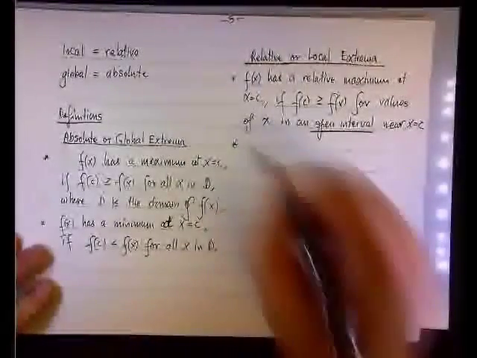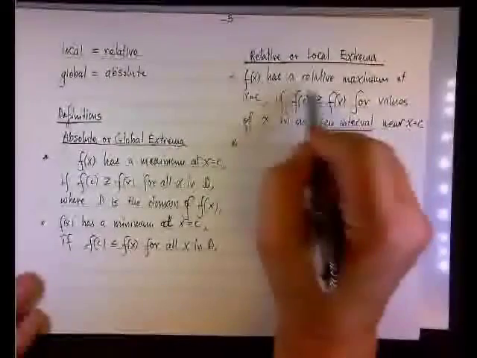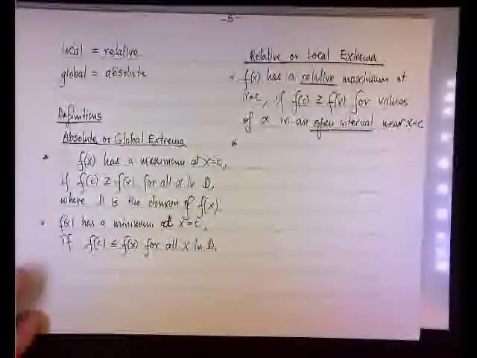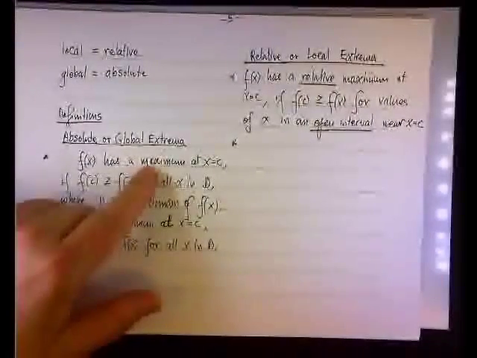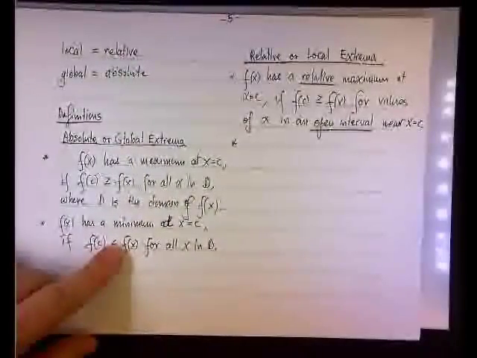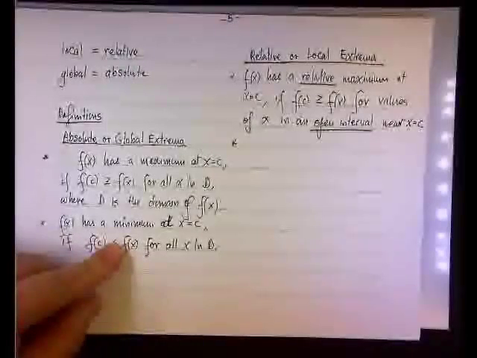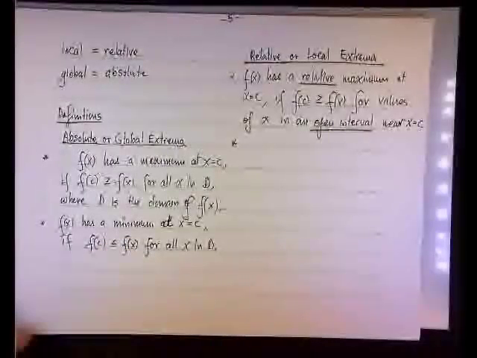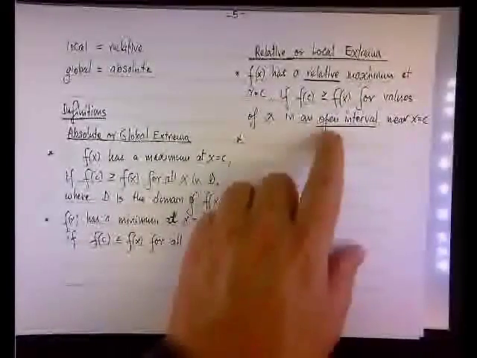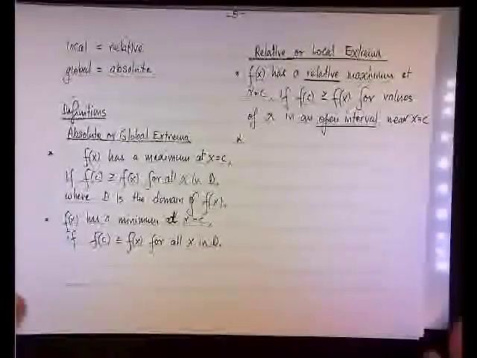The other thing I want to draw your attention to: when we exclude words like relative, we mean absolute. Notice that in the first two definitions, I said maximum or minimum. I did not specify global or absolute. This is the default definition. So if we say a function has a maximum, we mean global or absolute. If we mean relative or local, we're going to say so. So omission of relative or local means global.